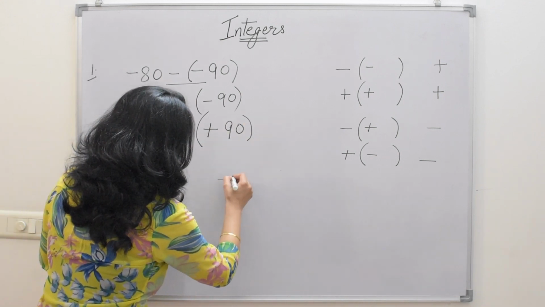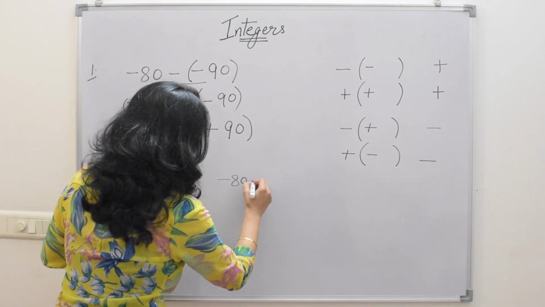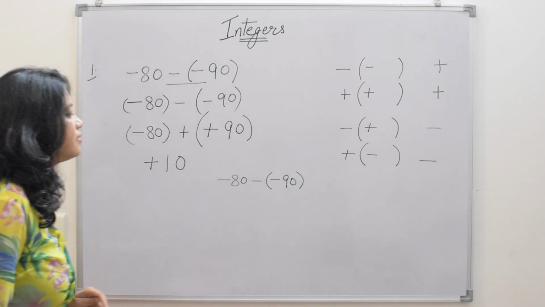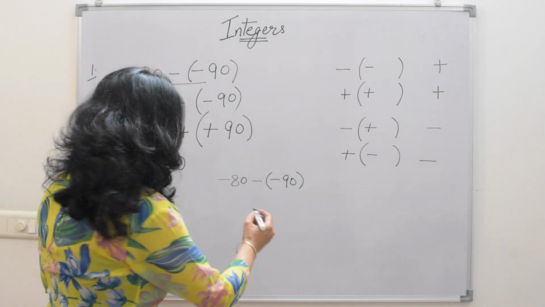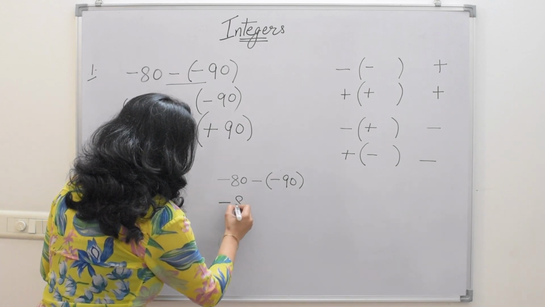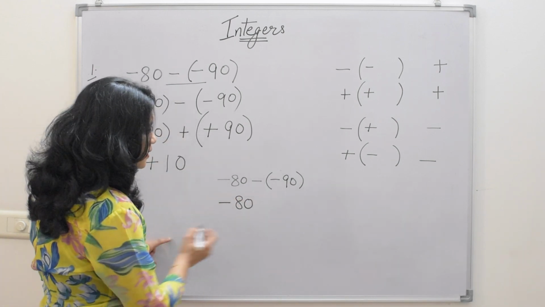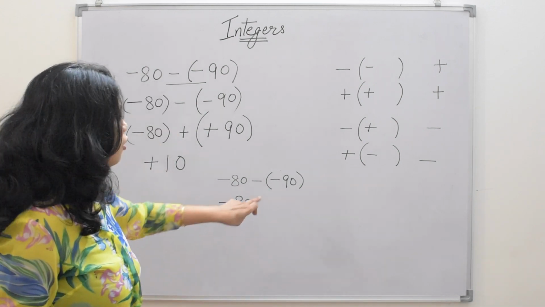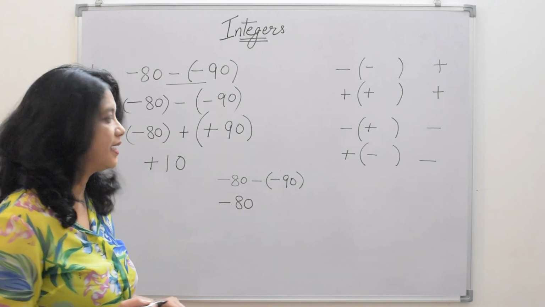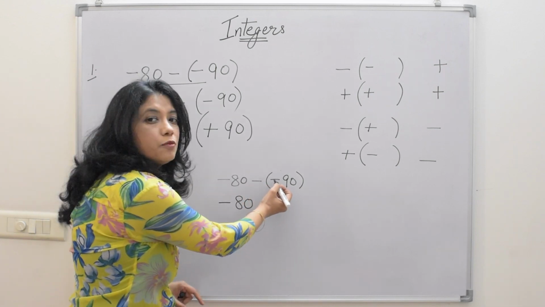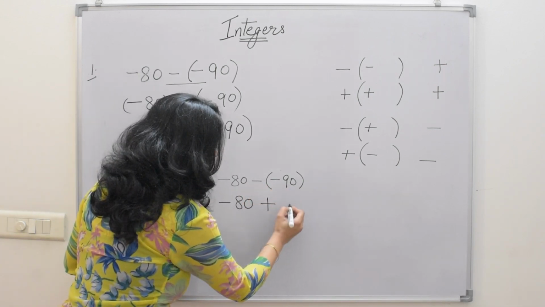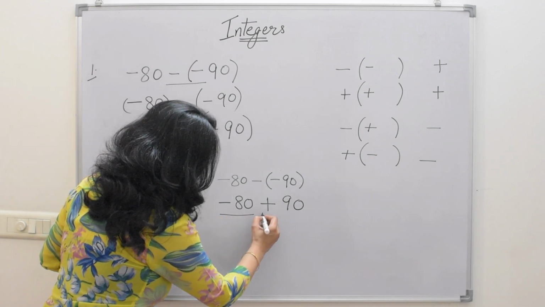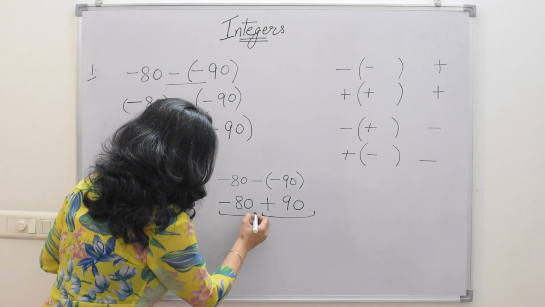See, our sum is minus 80 minus 90. Now let us see how we will solve it. Minus 80 we will write as it is. Now see, we have two signs of the same type, both negative signs. So same signs means addition sign. This is minus 80 and this is plus 90.